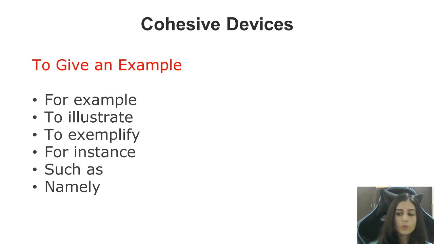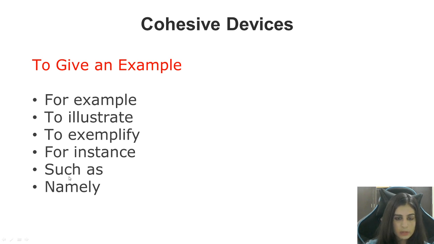So we have for example, to illustrate, to exemplify, for instance, such as, namely. So such as and namely, I want to clarify one thing. Please listen to me carefully. Such as and namely are to be used when you're giving certain examples.